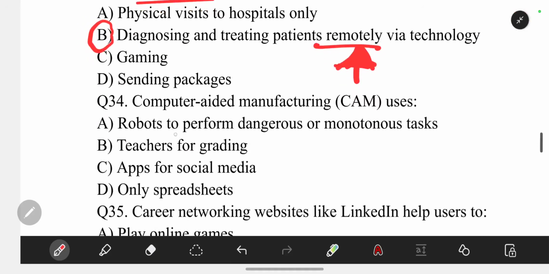Number 34, computer-aided manufacturing. So you are manufacturing things using the computer. Now, why is that? Mostly when you are doing things that are very dangerous for human life, like for example, humans die a lot from those things, you will tend to use computers to do it in place of humans to prevent deaths. So computer-aided manufacturing uses robots to perform dangerous, monotonous tasks.